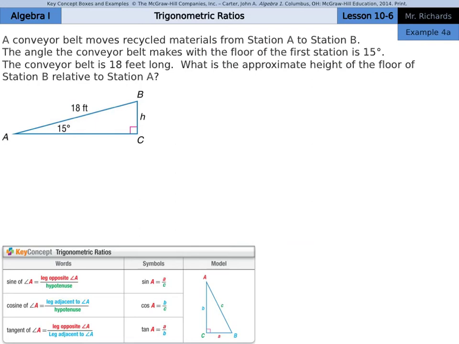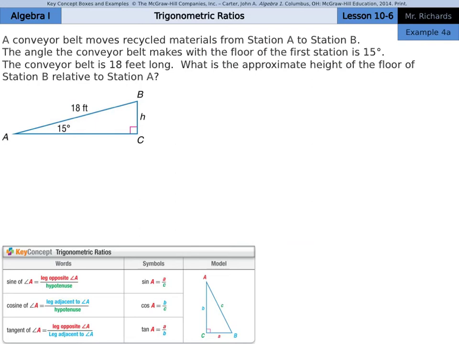So now we have a real-world link. A conveyor belt moves recycled materials from station A to B. The angle the conveyor belt makes with the floor of the first station is 15 degrees. The conveyor belt is 18 feet long. What is the approximate height of the floor of station B relative to station A?